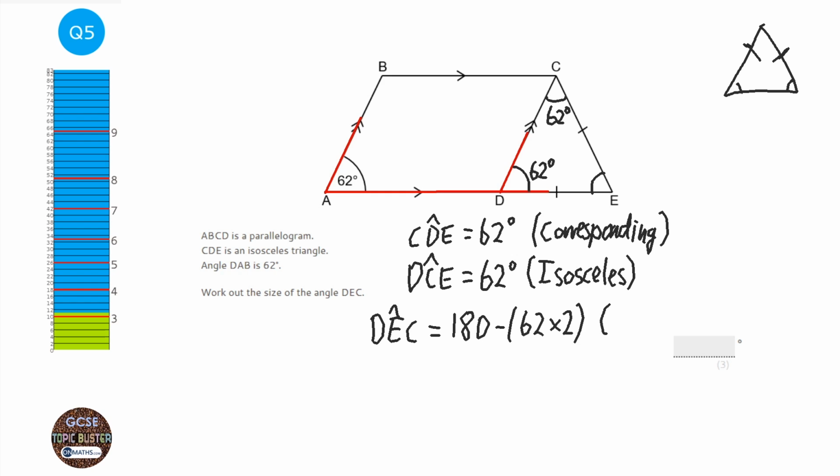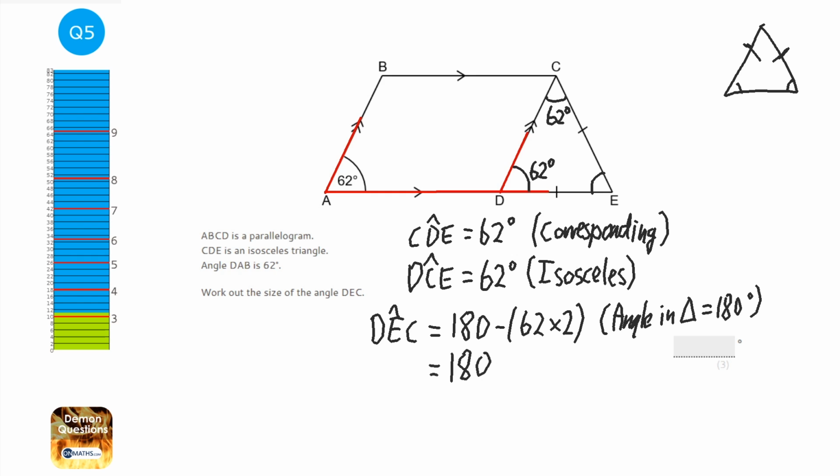And the reason for that is angles in a triangle add up to 180 degrees. And never feel like you're writing too much for the reasons. There are some key words in the mark schemes that are in bold that the marker's going to be looking for. So corresponding being one of them and isosceles being the other. And angles in triangle. Don't draw a triangle, just write the word triangle. I'm trying to save time, although having discussed it, I've probably not saved much time.